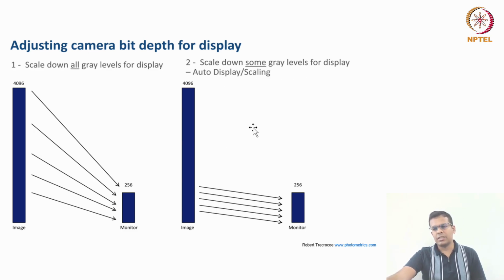Generally in the software, it gives you the option of one button which you press for auto exposure or auto display. What it does is it only represents the bright pixels and it stops representing the dark pixels. So there are two ways the computer image can be formed from the real microscopic image.